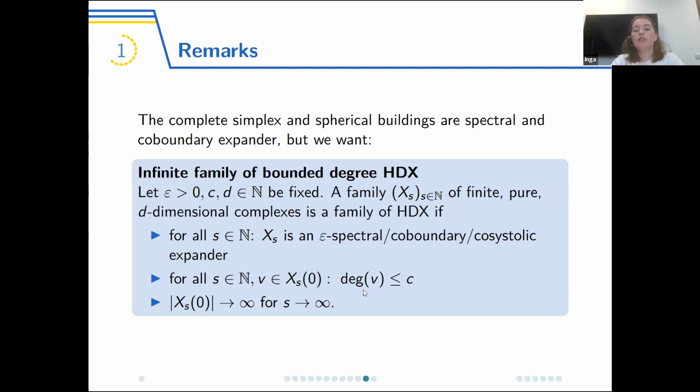We want that the degree of every vertex in every complex is bounded by a uniform constant. And of course, the number of vertices should grow to infinity. And I think I haven't mentioned it yet, so I'll do it now. In the graph case, it didn't matter whether we look at the eigenvalues of the Laplacian or at the Cheeger constant or other definitions. For infinite families, all these notions are equivalent. But in the higher dimensional case, there are counterexamples to show that these three notions of expansion are not equivalent. So yeah, we have to do more work in this higher dimensional case.